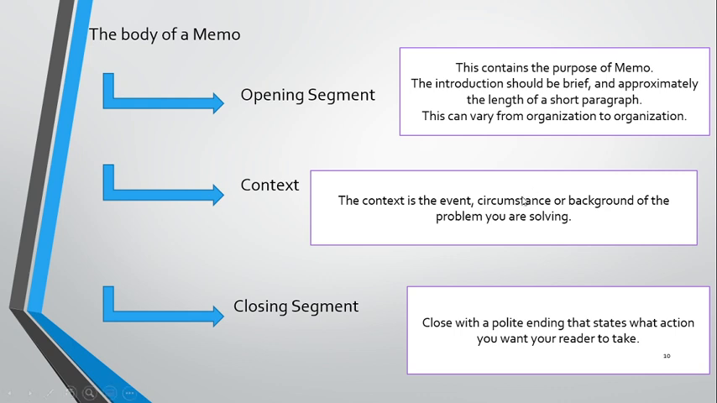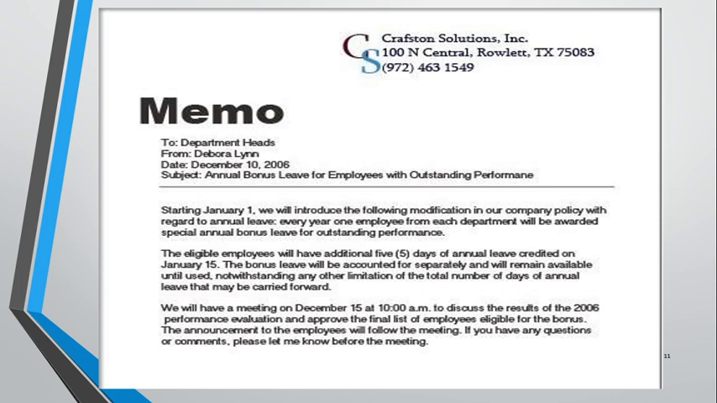The second part is the context. The context is the event, circumstance, or the background of the problem you are solving. The third part is the closing segment. Close with a polite ending that states what action you want your reader to take. So here you can see a sample memo. If you want, you can use your office logo, and to whom it's written, from, the date, subject, and also the body part. So here, of course, it is the opening part, then the context, and then the closing segment.